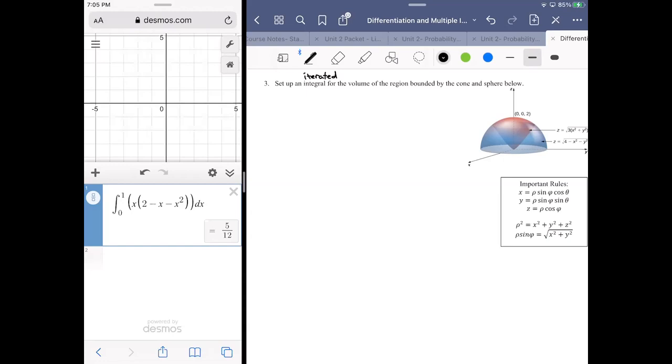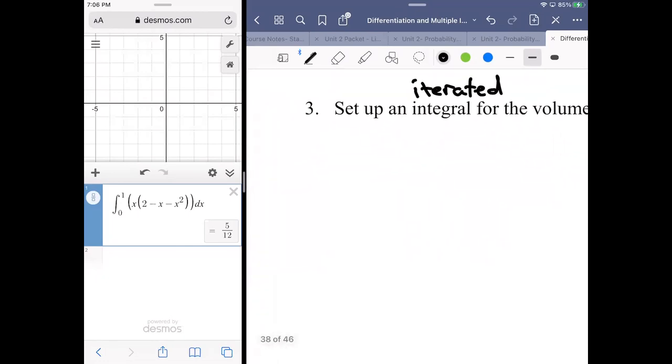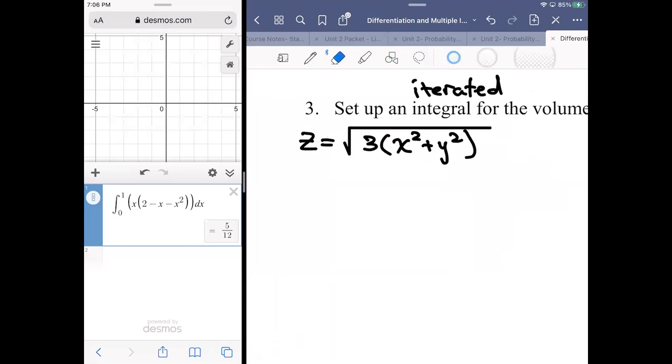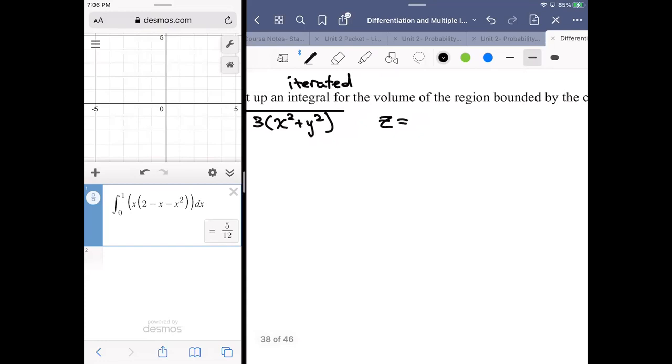Now, at first glance, I got my two equations here. I'm just going to rewrite them. So let me bring it in a little closer. We're looking at z equals the square root of 3x squared plus y squared, and then z equals 4 minus the square root of 4 minus x squared minus y squared.